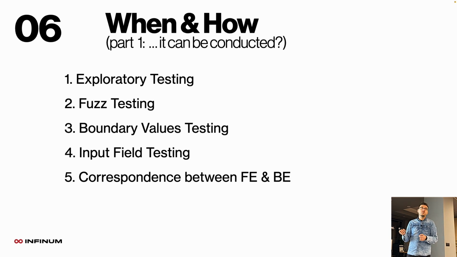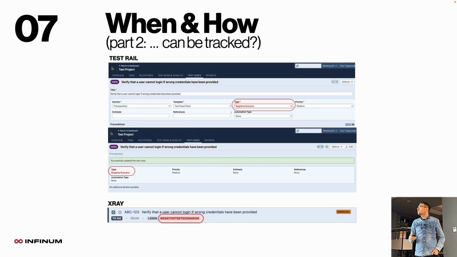When? Every time when it's possible, especially when delivering new features. The second part of this question, when and how it can be tracked. So I will friendly recommend to track all these scenarios as you tracked all your test cases. It depends on you and as you agree with the client, but you can track in TestRail, for example, by choosing the type of scenario.